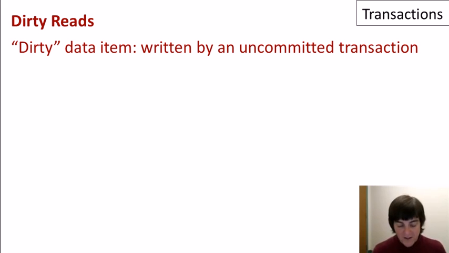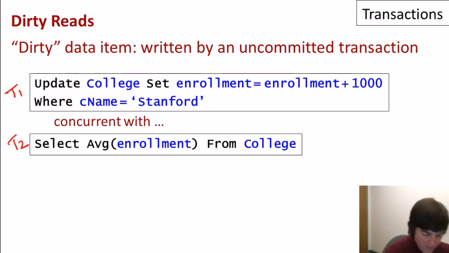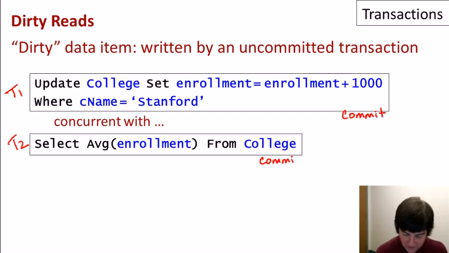So let's start by defining a concept called dirty reads. A data item in the database is dirty if it's been written by a transaction that has not yet committed. So for example, here are 2 transactions. I'll call them T1 and T2. And by the way, throughout the rest of this video, I'm going to put transactions in boxes, and you can assume implicitly that there's a commit at the end of each box. I'm not going to write it each time.